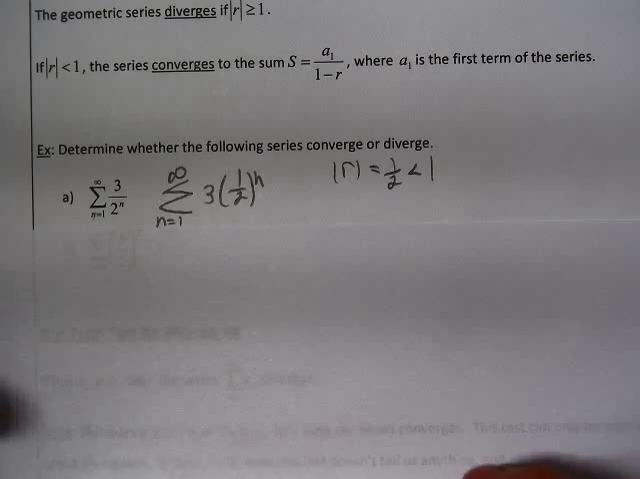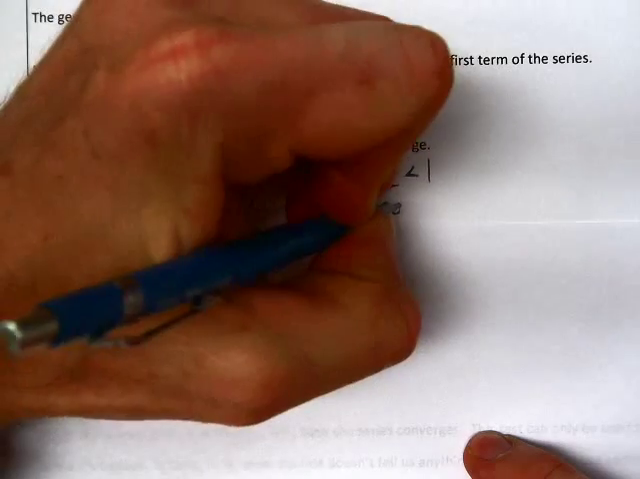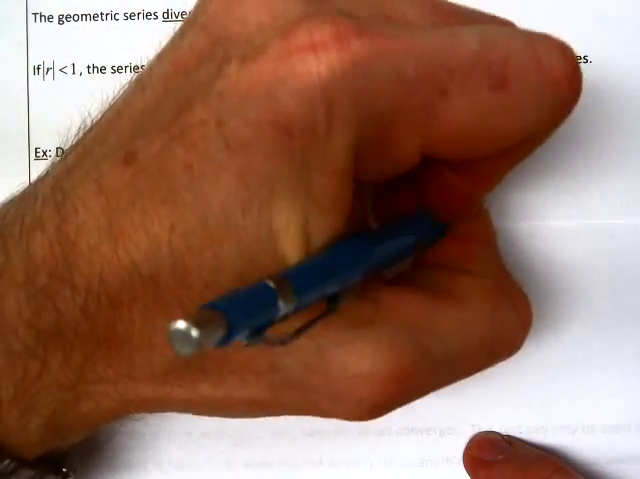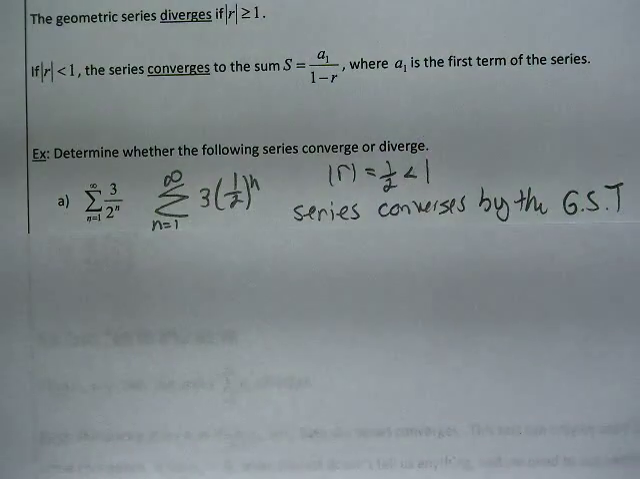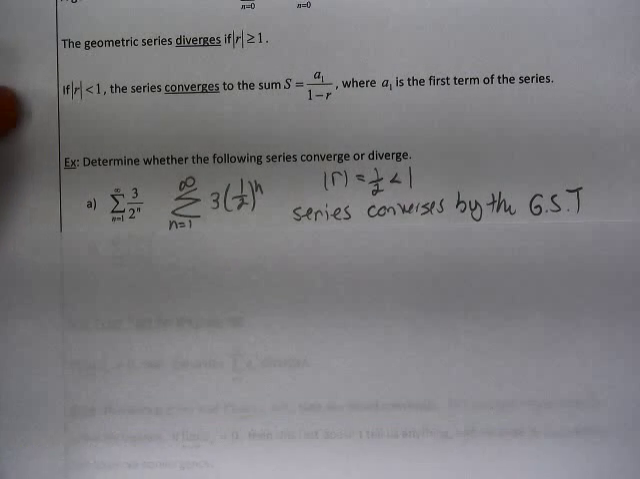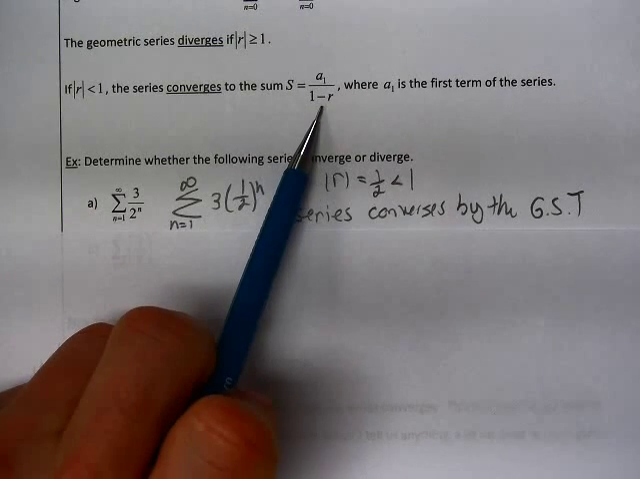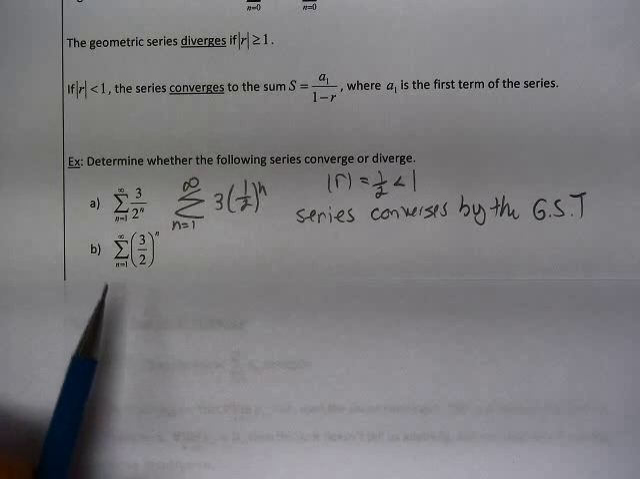So this series converges. The way we're going to word these is this series converges by the geometric series test. All right, we could find what that series converges to. We could use this formula here with a sub 1 is 3/2 and r is 1/2, but we weren't asked to do that, so we don't have to in this case.